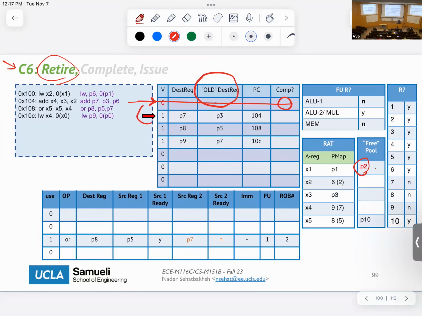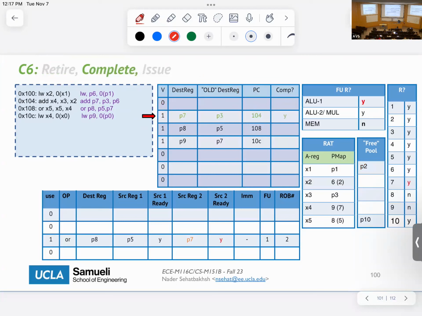I'm also going to move the head of ROB 1 step down. Remember, I can retire 2 at the same time. So I'm going to check whether this instruction can also be retired. But since the complete has not arrived yet, I cannot retire this instruction. And I cannot retire anything beyond that because I can only retire things from the head of the ROB. So it doesn't matter whether, for example, this one was yes or not. I cannot retire this because I can only retire things in order, right? So this is it with the retire.